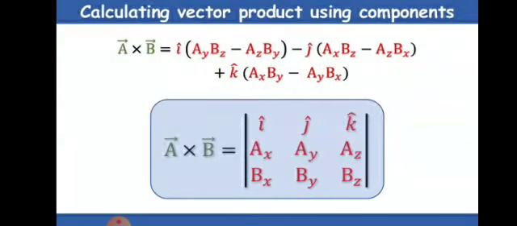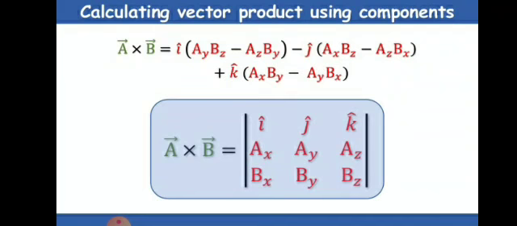Therefore you will get the value A cross vector B is equal to i cap (ay bz minus az by), minus j cap into (ax bz minus az bx), plus k cap times (ax by minus ay bx).